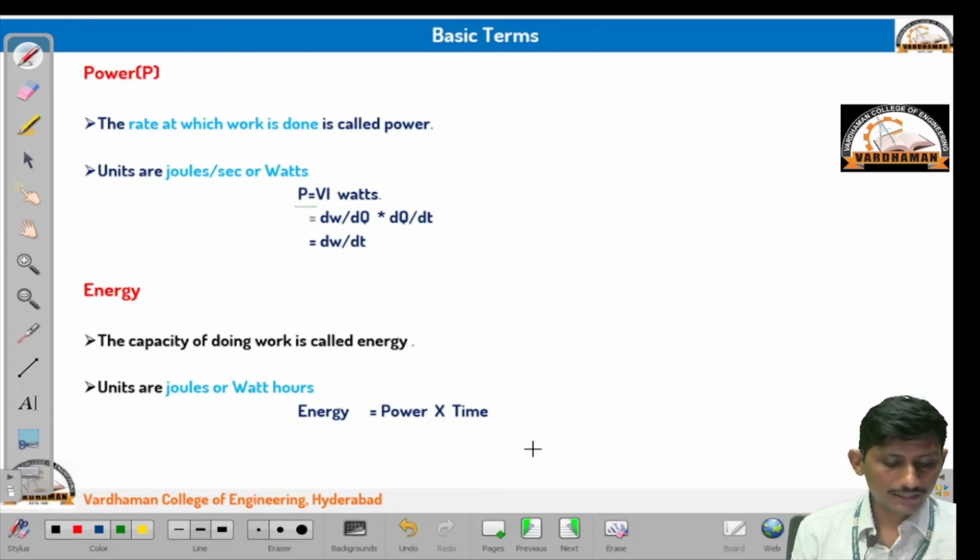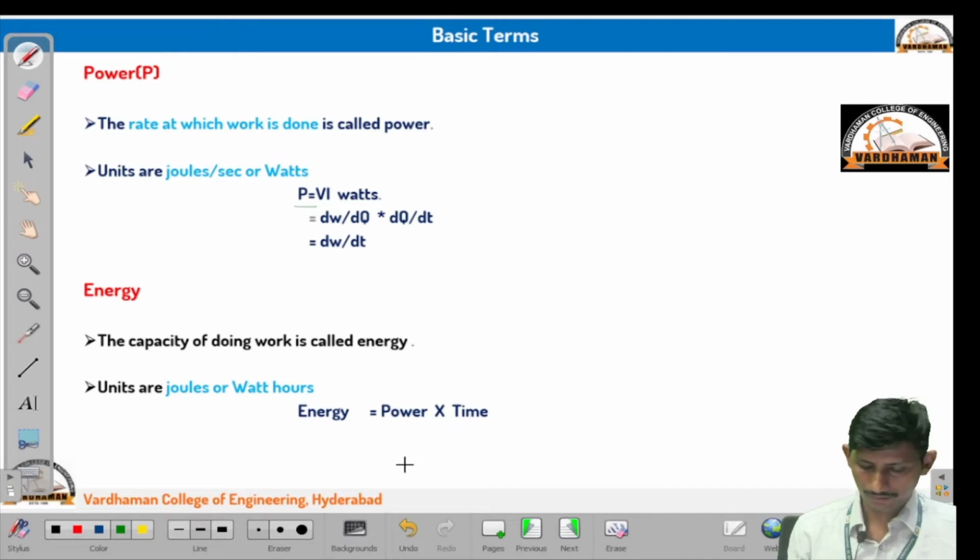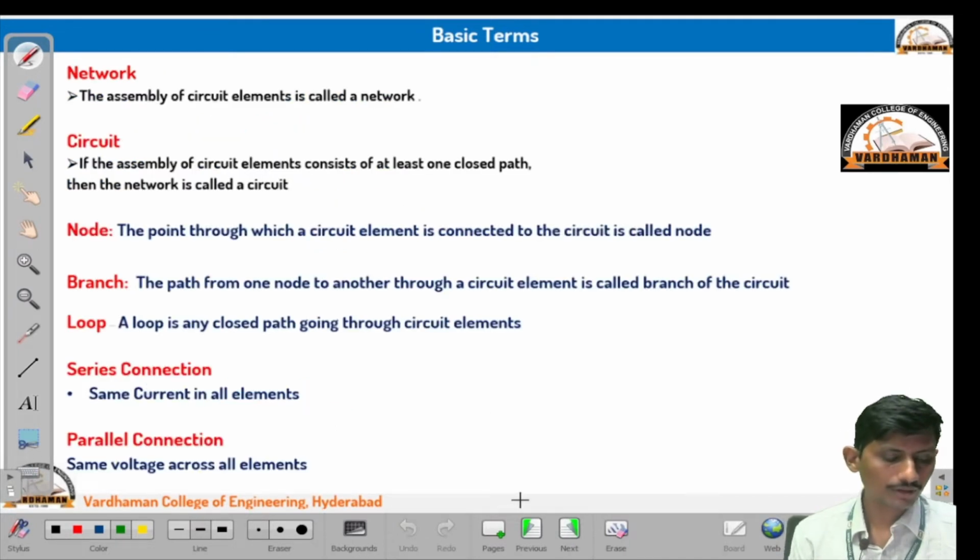The capacity of doing work of any object or quantity is called energy. Units for energy are joules or watt hours. Energy is nothing but product of power into time. The next term is a network.